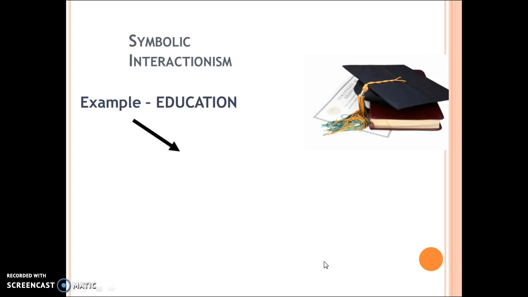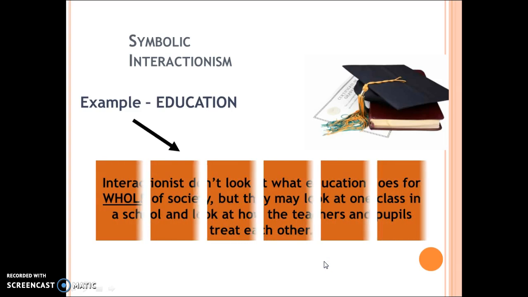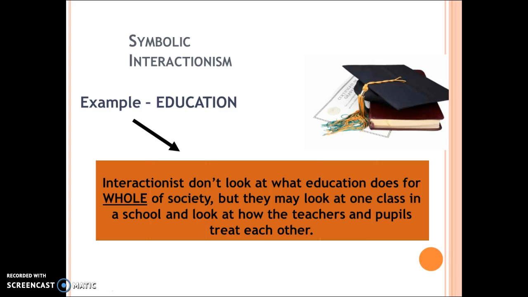So for example, education. Interactionists don't look at what education does for the whole of society, like Marxists or functionalists would, but they might look at one class in a school and how teachers and pupils treat each other, what their interactions are like. Does the teacher label the pupils? Are the pupils forming subcultures? Are they anti-school? Are they pro-school? And how does that form the basis of their relationship?